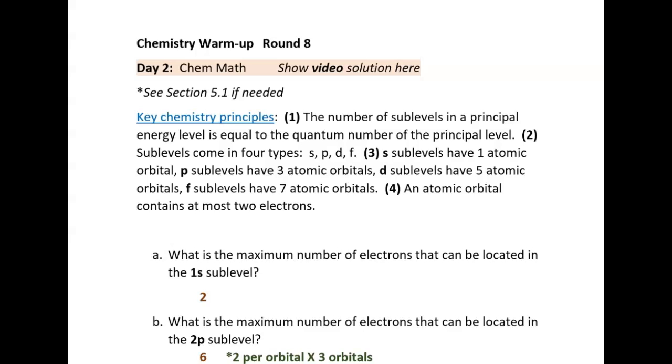Here are the answers for the Day 2 warm-up. On the screen, you see several key chemistry principles. Number 1, the number of sublevels in a principal energy level is equal to the quantum number of that principal level. Number 2, sublevels come in 4 types, S, P, D, and F.